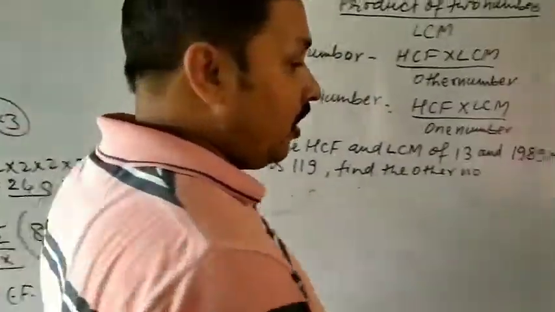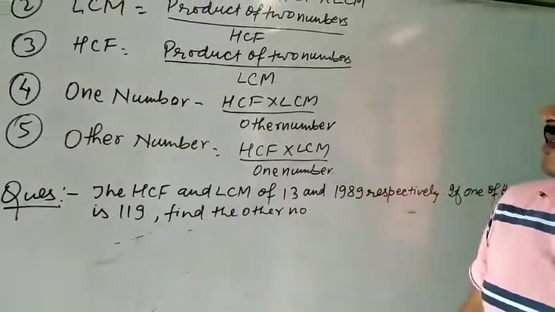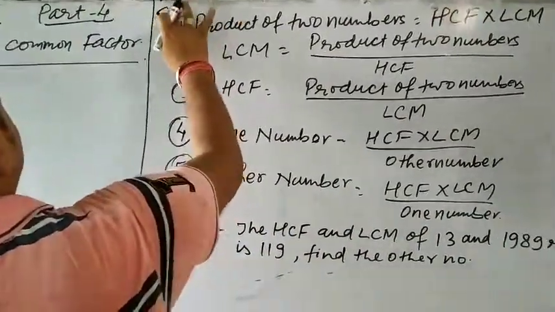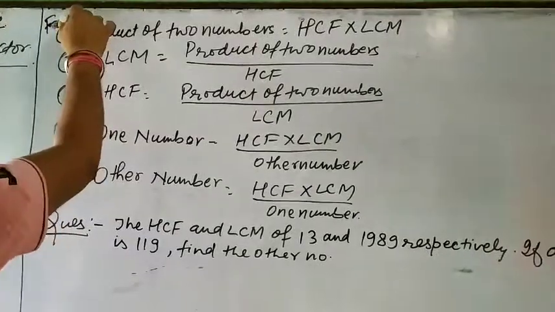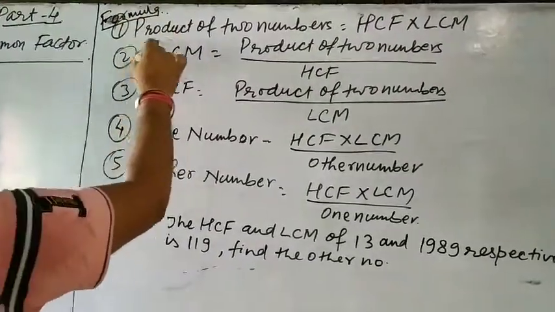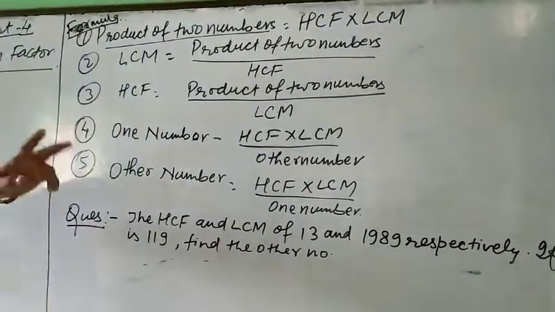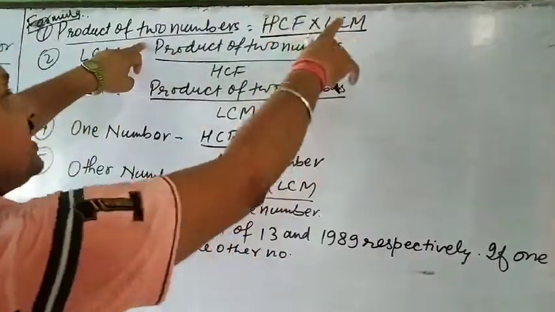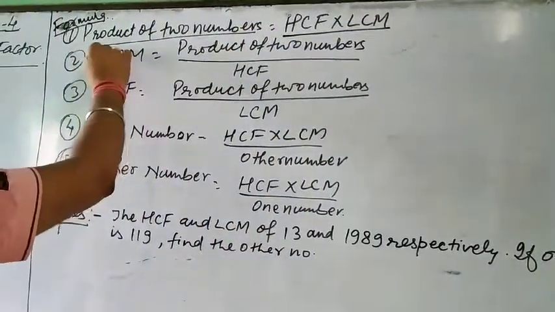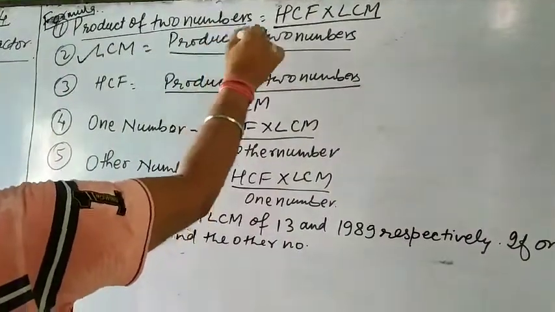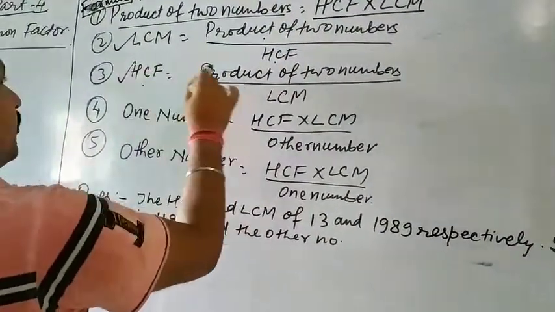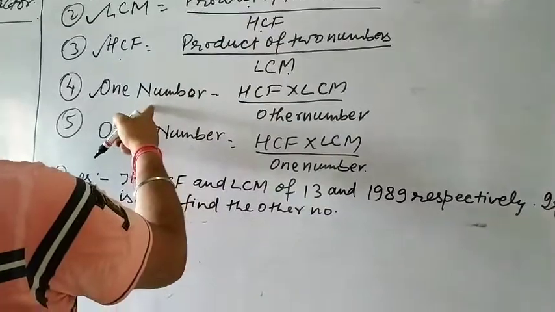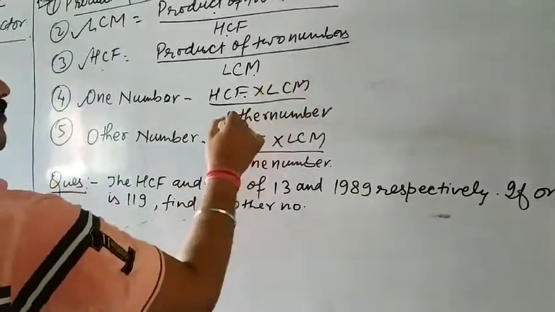Now, on the LCM and HCF, some formulas are also represented here. Formula: the product of 2 numbers. When we find the HCF or LCM of 2 numbers, the product of 2 numbers equals the product of HCF and LCM. When we find LCM, we get the product of 2 numbers by HCF. When we find HCF, the product of 2 numbers by LCM.